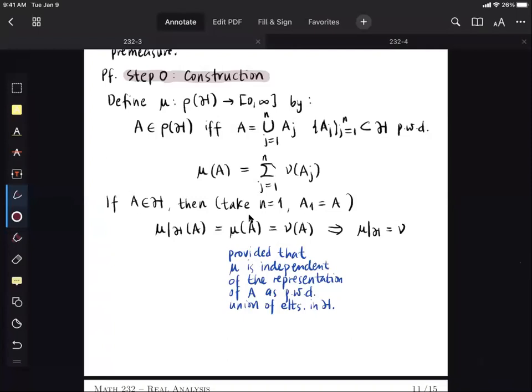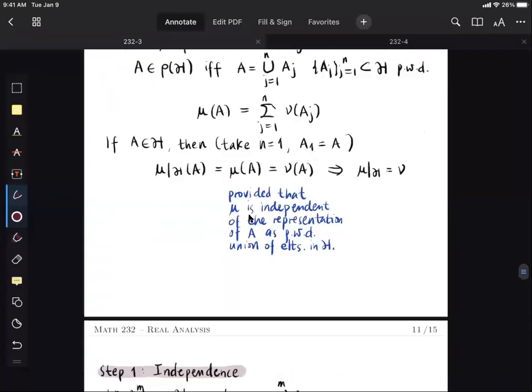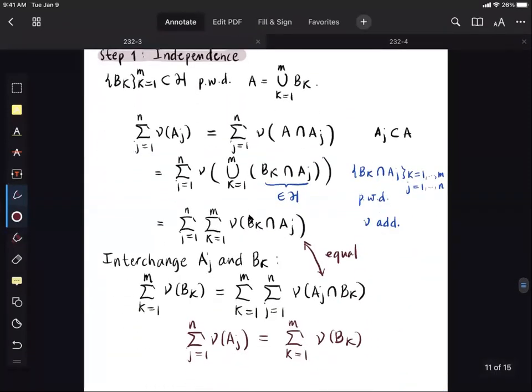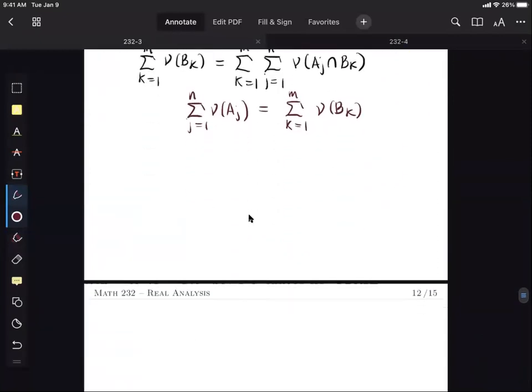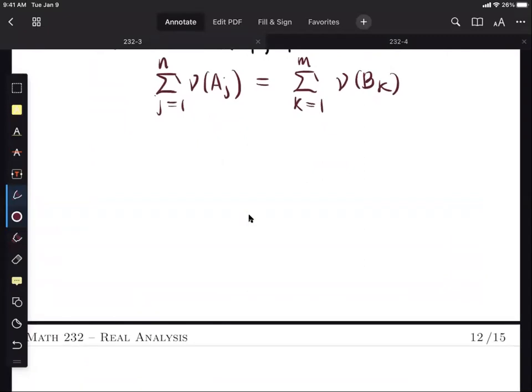Okay, so now we have the function mu. The restriction on H is nu, and it is independent with respect to the partition of A into elements of the semi-ring H. So the next step would be, of course, to verify that this is indeed a content. So that would be the second step. Here we show that mu is indeed a content.